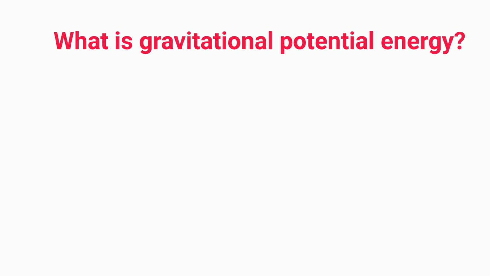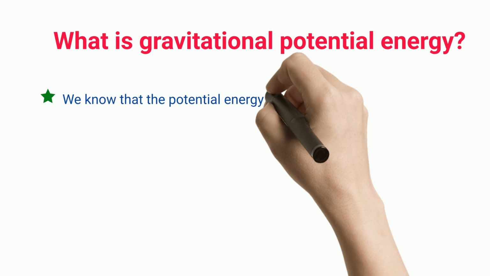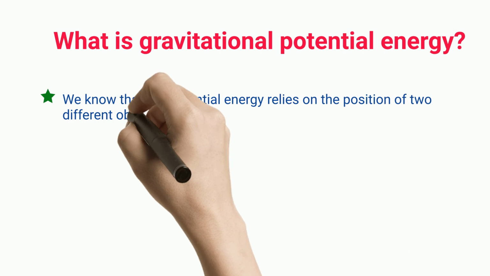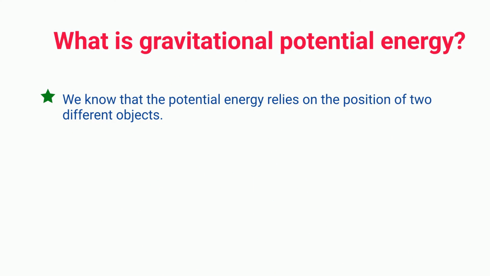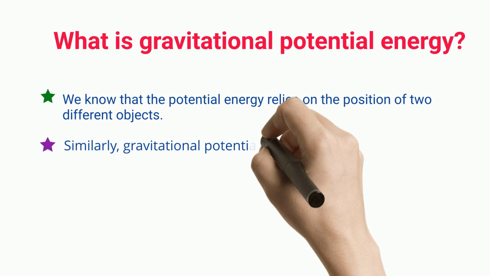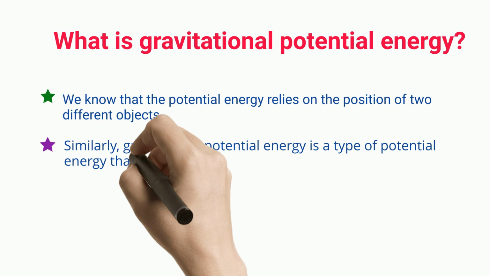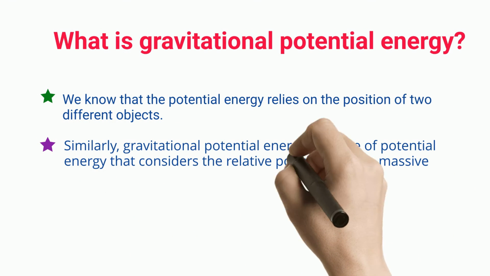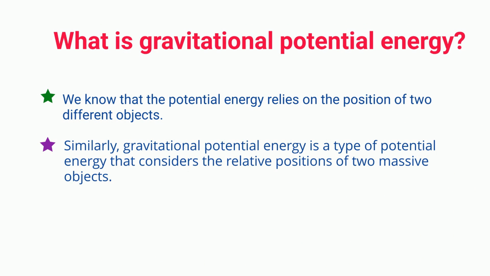What is gravitational potential energy? We know that potential energy relies on the position of two different objects. Similarly, gravitational potential energy is a type of potential energy that considers the relative positions of two massive objects.